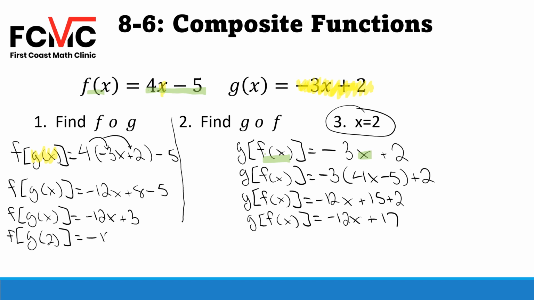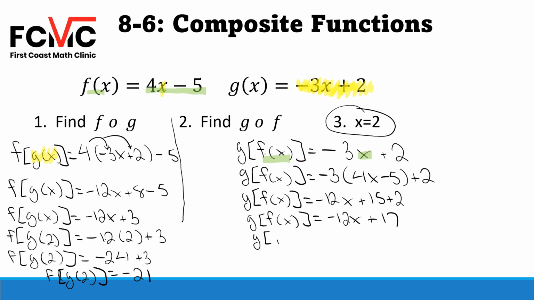So I'll have negative 12 times 2 plus 3. Negative 12 times 2 is negative 24 plus 3. We're going to get f of g of 2 is negative 21.